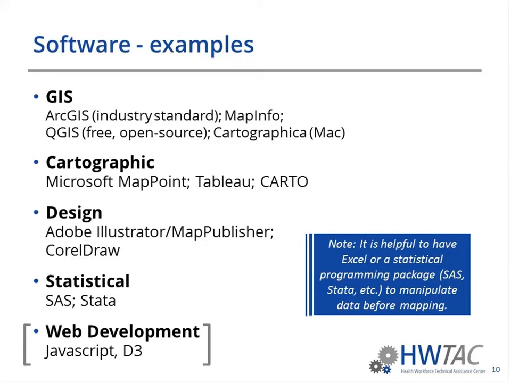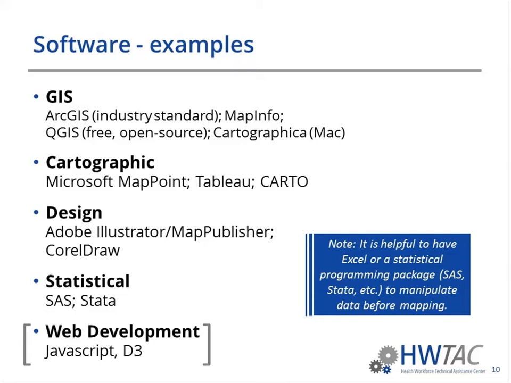So these might be Microsoft MapPoint, also your online tools like Tableau and Carto. You have design software. There's a plugin for Adobe Illustrator called Map Publisher. That's a way to bring data into a map in Illustrator, and it allows you greater control of design principles. And Map Publisher can do a bunch of other things, including make interactive maps. There's also CorelDRAW, which is another design package. I tend to use MapInfo in conjunction with Adobe Illustrator because Adobe Illustrator lets me make it prettier. I have more control over font and text placement and colors.